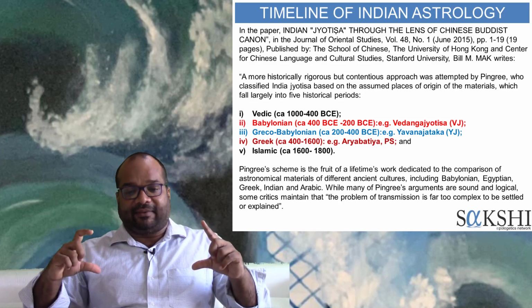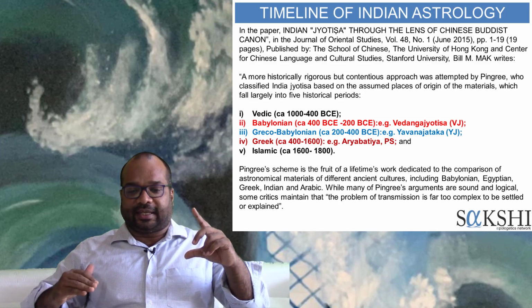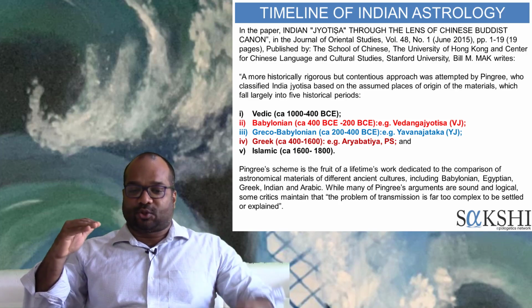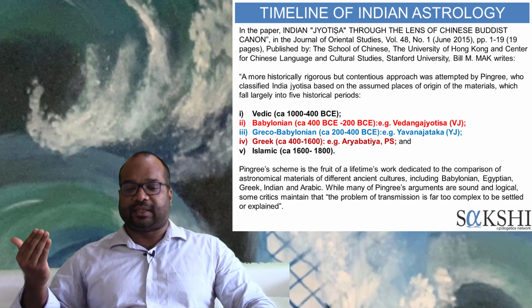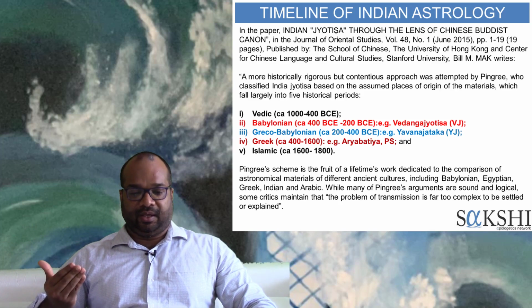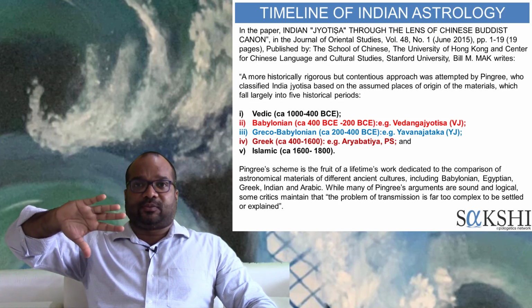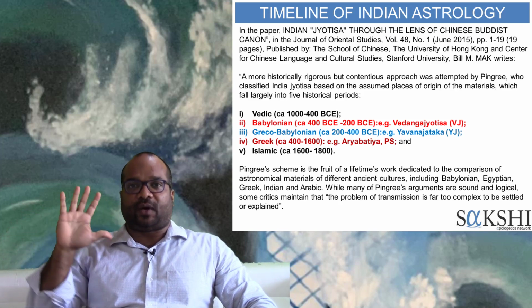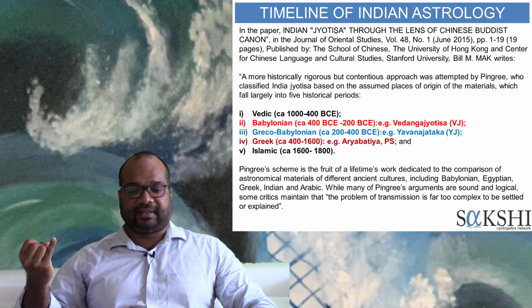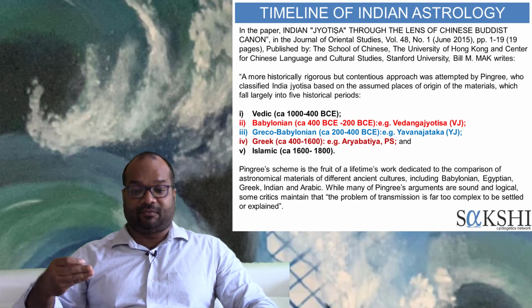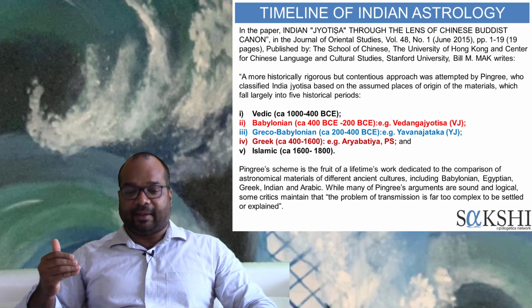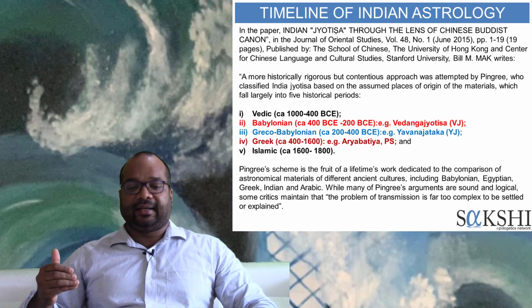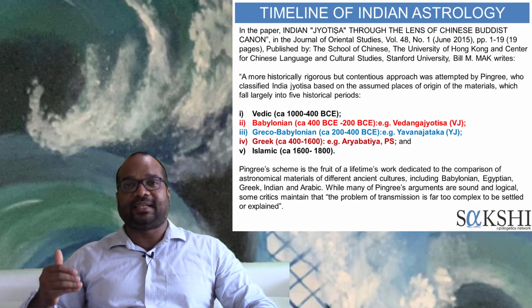Now, David Pingree gave us a chronological order. This is quoted in the same Billam Max paper that I referred to earlier, Indian Jyotisha through the lens of the Chinese Buddhist canon. So Indian astrology, as per David Pingree, can be divided into 5 stages. One is the Vedic, that is 1000 to 400 BC. Second is the Babylonian, when Vedanga Jyotisha was also supposed to be written. Third is the Greek and Babylonian influences. Fourth is the Greek, and fifth is the Islamic.